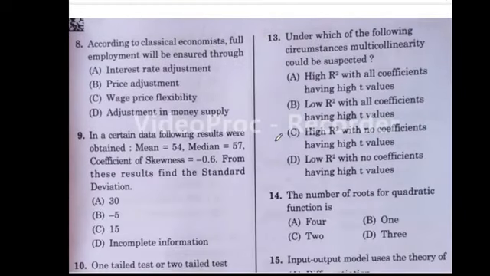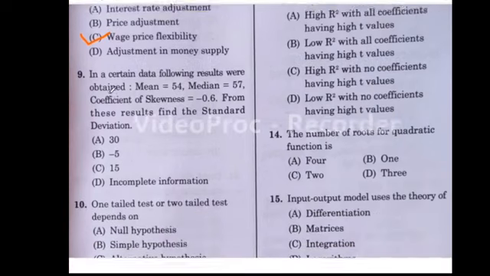Yes, question number 8, according to classical economists, full employment will be ensured through option A, interest rate adjustment, option B, price adjustment, option C, wage price flexibility, option D, adjustment in money supply. Yes, here the right answer is option C, wage price flexibility. Classical economists spoke about wage and price flexibility to maintain full employment in the economy.